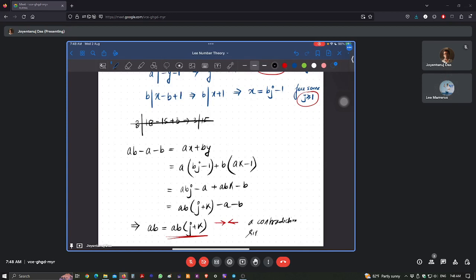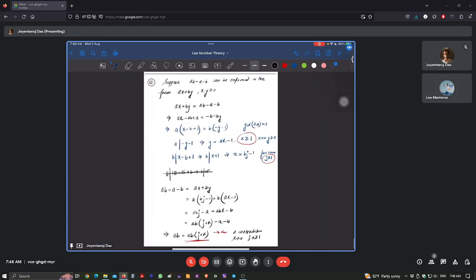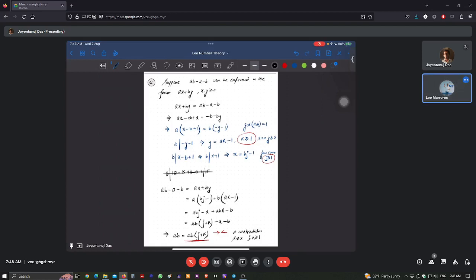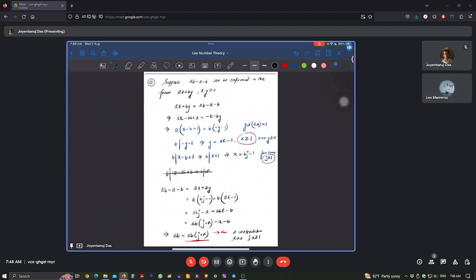So since j and k are both greater than or equal to 1, our original assumption is wrong, and ab minus a minus b cannot be expressed in this form, right? But this does not end, because we have to prove that this is the largest one. So how will you show that?